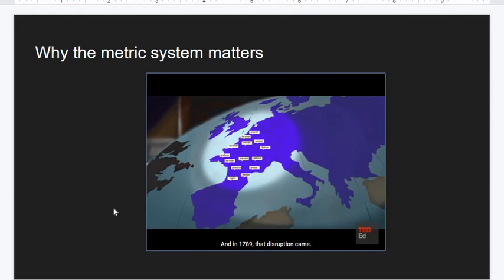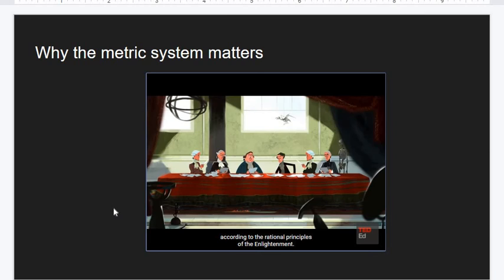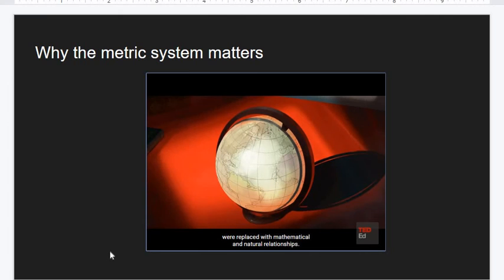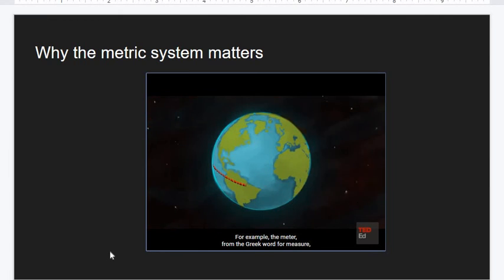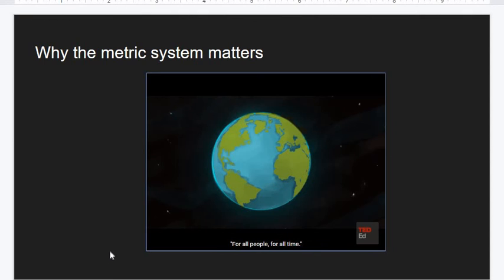And in 1789, that disruption came. The leaders of the French Revolution didn't just overthrow the monarchy. They sought to completely transform society according to the rational principles of the Enlightenment. When the new government took power, the Academy of Sciences convened to reform the system of measurements. Old standards based on arbitrary authority or local traditions were replaced with mathematical and natural relationships. For example, the meter, from the Greek word for measure, was defined as 1/10,000,000th between the equator and North Pole. And the new metric system was, in the words of the Marquis de Condorcet, for all people, for all time.